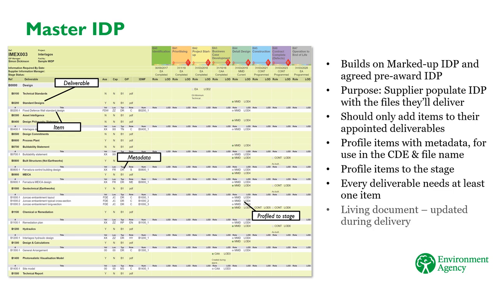The MIDP is a living document. It's designed to be used throughout project delivery to keep track of all the information that a project produces. It needs to be reviewed and updated regularly by the supplier and employer information managers to make sure that it's always populated with the information and data that has been or will be delivered. If used in this way, the MIDP will allow you to see at a glance what information has been delivered and what deliverables are still yet to be produced.